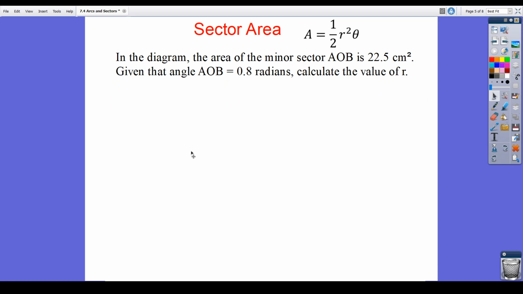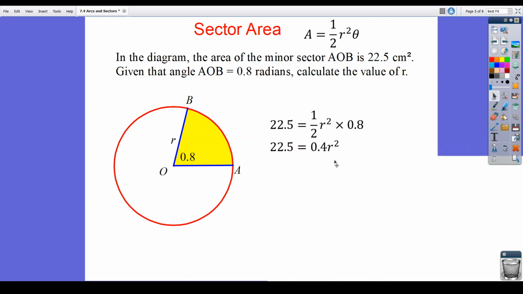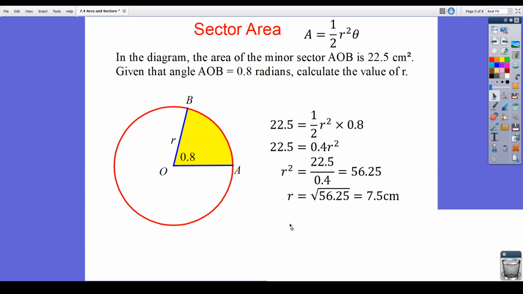Here's a slightly more awkward case. Here we have been given the area of the sector and the angle. What's the value of r? Again, we've got to make r the subject of this equation. The area is 22.5. We put the values into our formula: 22.5 equals a half r squared times 0.8. We can simplify the right-hand side, divide through, and surprise, surprise, we have one where the answer is exactly 7.5 centimeters, so no need to approximate it.